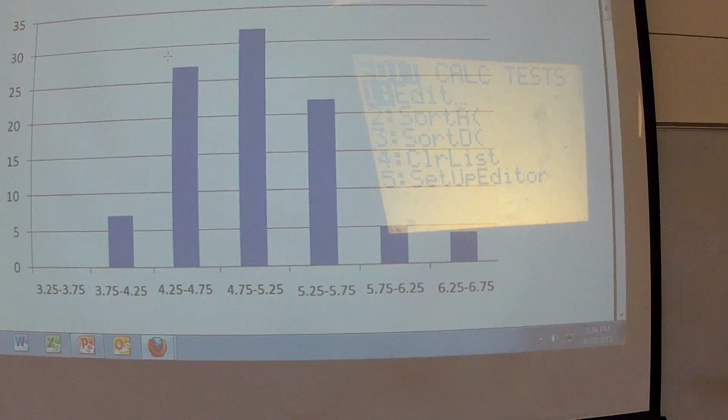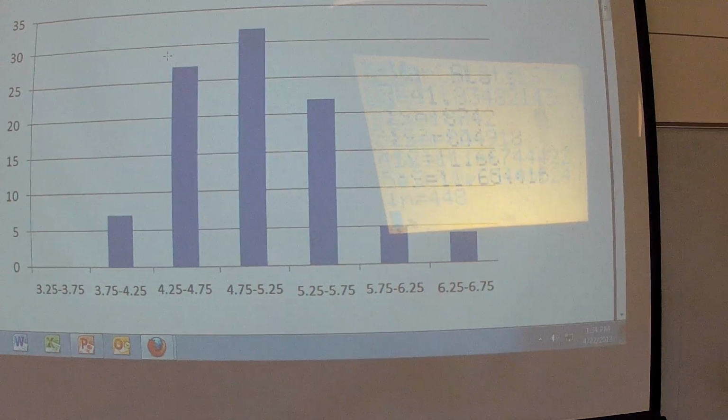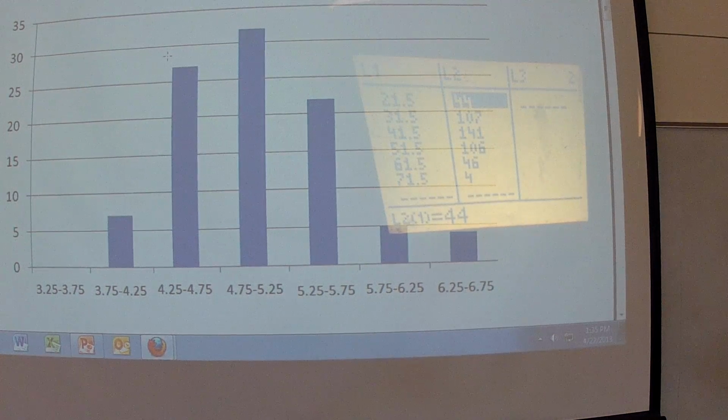So how do I get the data in, friends? I've turned the TI on. I'm studying for my exam. What do I do? Stat. Edit. I've got stuff in here. Clear it. Press delete, right? No. Press clear. What goes in?